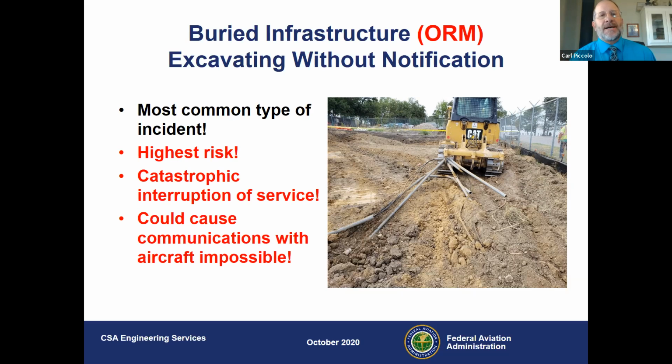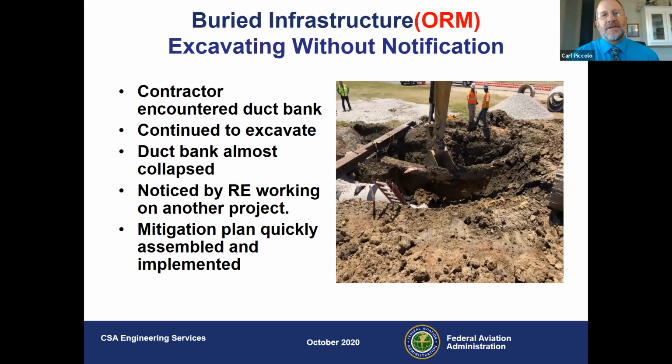Here's another one down at the bottom, and this one right here just happened just a few months ago. The airport sponsors burying a storm drain. They've encountered this little structure right here. This is actually a concrete encased duct bank. It's carrying some of the same kinds of cables that you saw in the previous slide. They just kept on digging, and that duct bank almost collapsed.